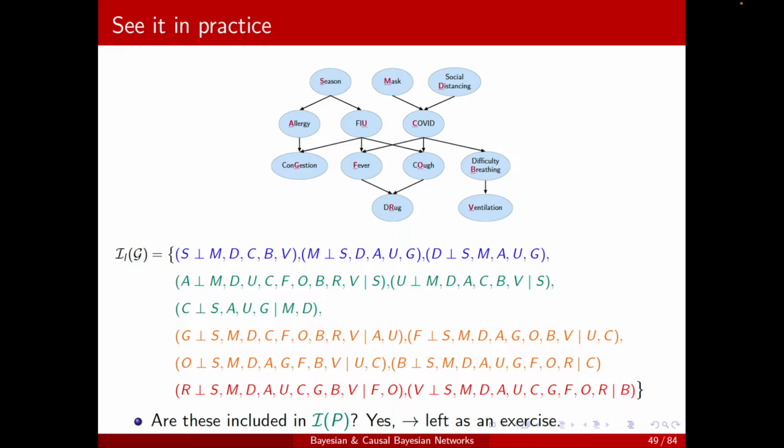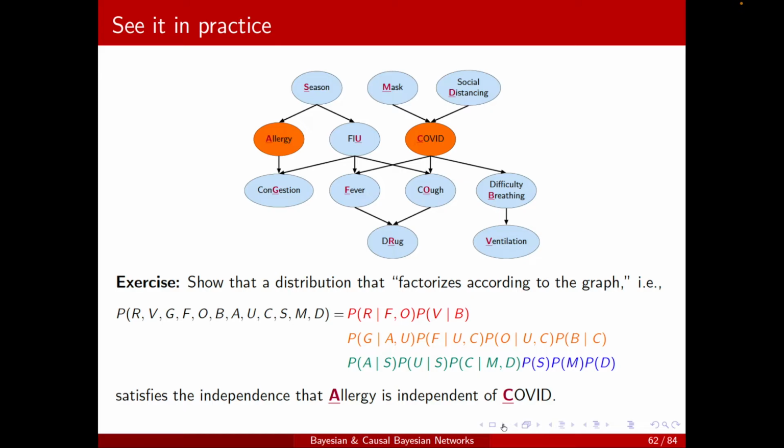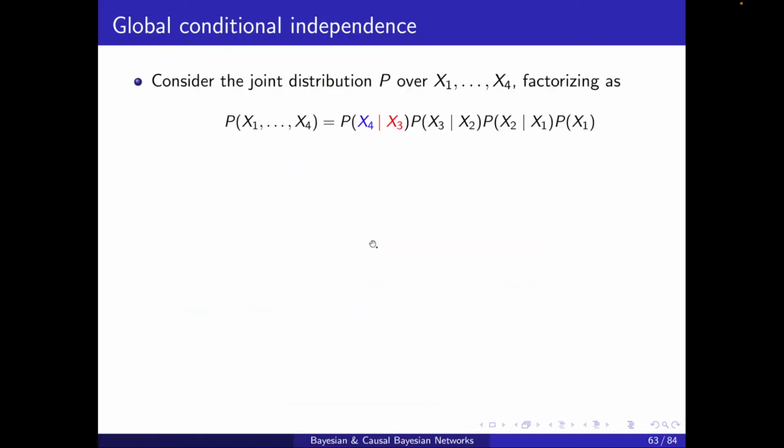So you may say that, well, maybe I can conclude by playing around with these equations that, from these two or from other conditional independencies, allergy and COVID are actually independent from each other. Well, that is a different story. The question is whether it's included here or not, and the answer is no. So then the next question is, how can we find and discuss such independencies? So let's go into the details.